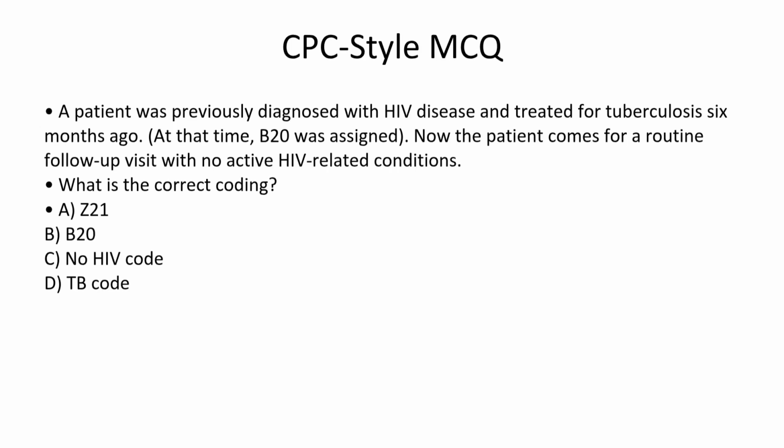In this case, the patient was already diagnosed with HIV disease earlier and B20 was assigned. According to guidelines, once B20 is assigned, we must continue to assign B20 in all future encounters, even if no related condition is present. So we should not assign Z21 again. The correct answer is B, B20.